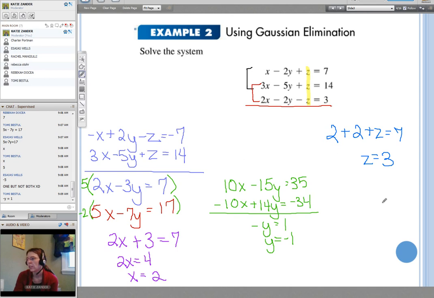Now, your answer, instead of being expressed as an ordered pair, needs to be expressed as an ordered triple. So an ordered triple is just what you think, your X, Y, Z, right? So alphabetical order, X, Y, and Z for that final answer.